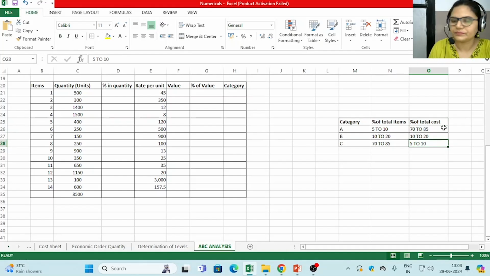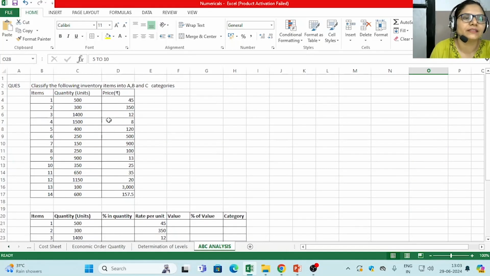Now, let us understand this concept with the help of the following question, which says classify the following inventory items into A, B and C categories. We have been given items from 1 to 14. Quantity is given in one column and then prices are given.